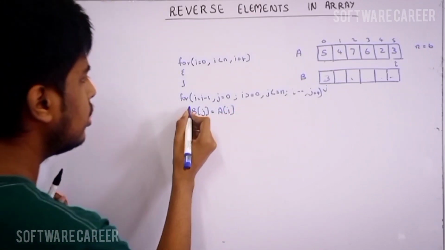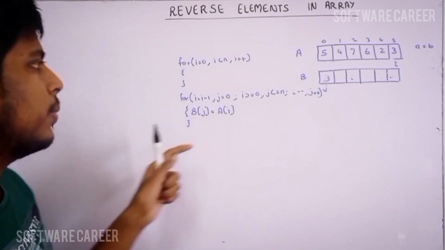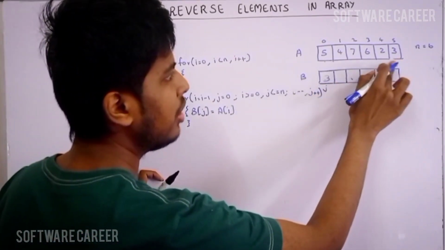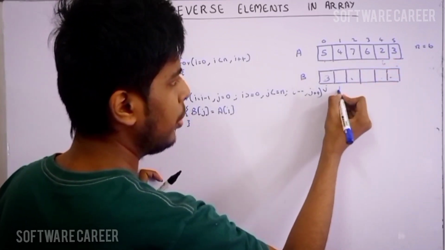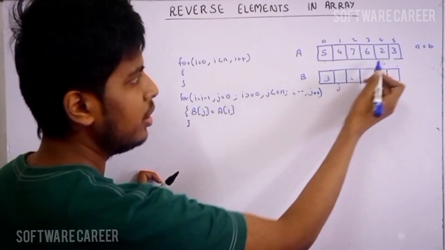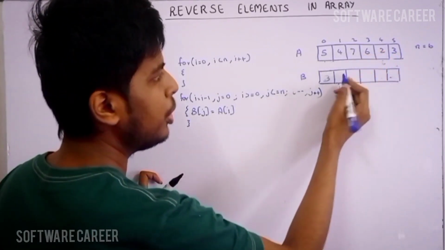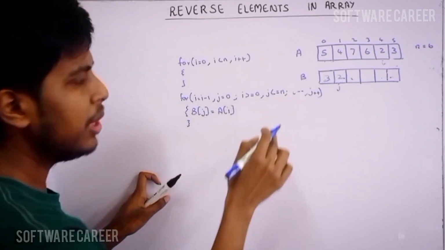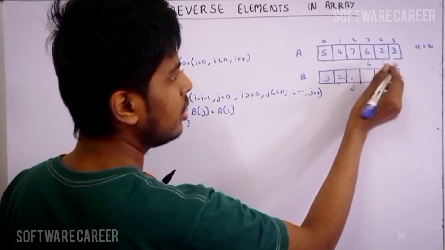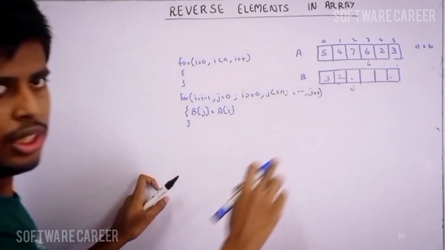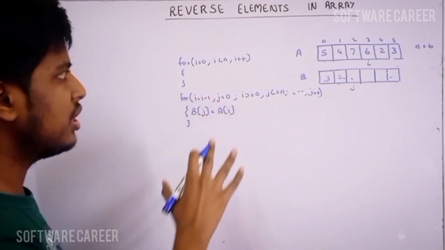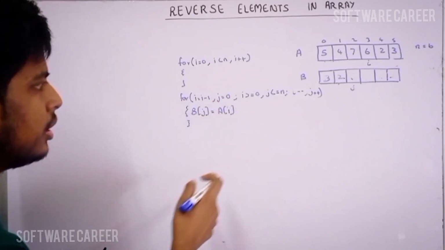Now this is in the brackets. After copying this, I goes minus minus, so I will be pointing here, and j will be pointing here. Then next B of j equals A of I, so this 2 gets copied over here. Then again I minus minus, j plus plus. So one by one it gets copied. This is how you should reverse an array. This is the first method. Now let's see the second method.